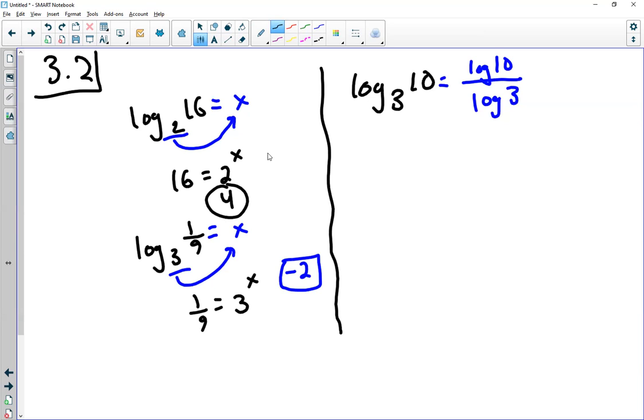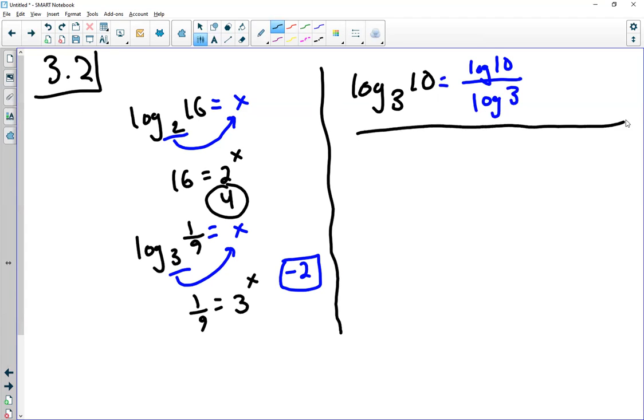I'm just showing you how to do it by hand. Some of them are doable by hand, and it also helps you understand what's actually happening with the log. So that's evaluating some logs. What's next? Graphing logs.